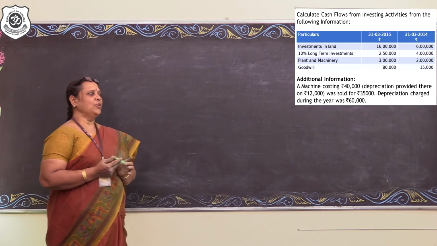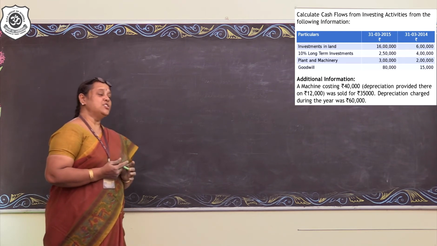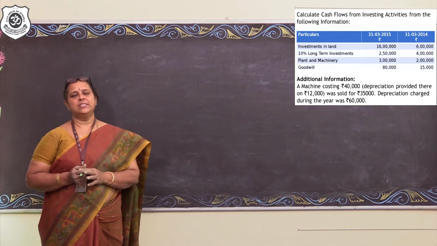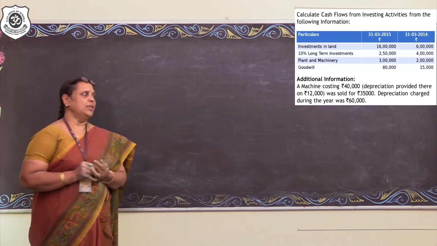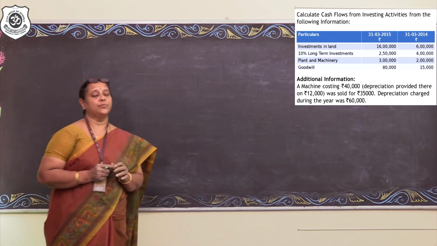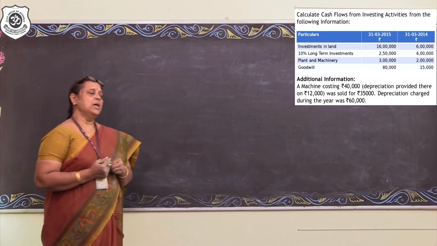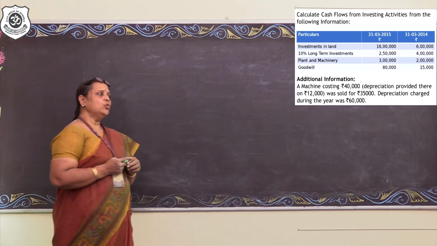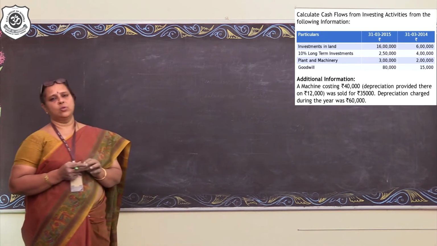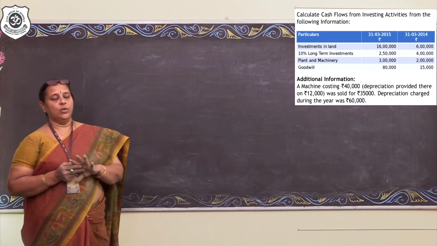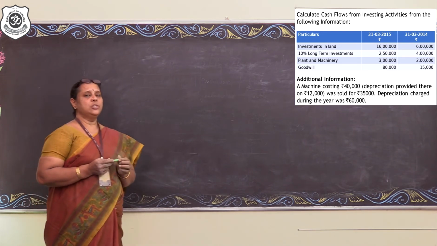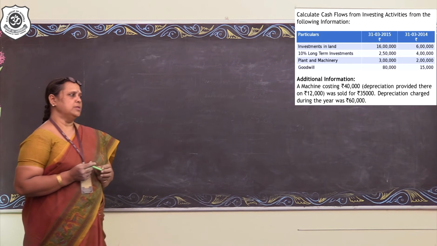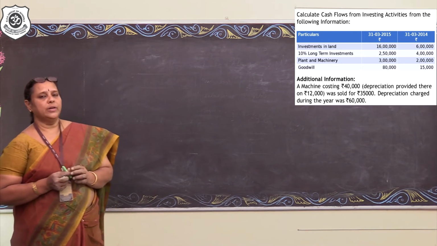So now we are going to have preparation of ledger account, fixed asset account. Now in the given question, you have land which is increasing from 6 lakhs to 16 lakh rupees. Then you have long-term investments decreasing from 4 lakh to 2 lakh 50,000 rupees. Then plant and machinery is increasing from 2 lakh to 3 lakh rupees. And goodwill is also increasing from 15,000 rupees to 80,000 rupees. And you are given one additional information that machine costing 40,000 rupees, depreciation provided so far being 12,000 rupees, is sold for 35,000 rupees.